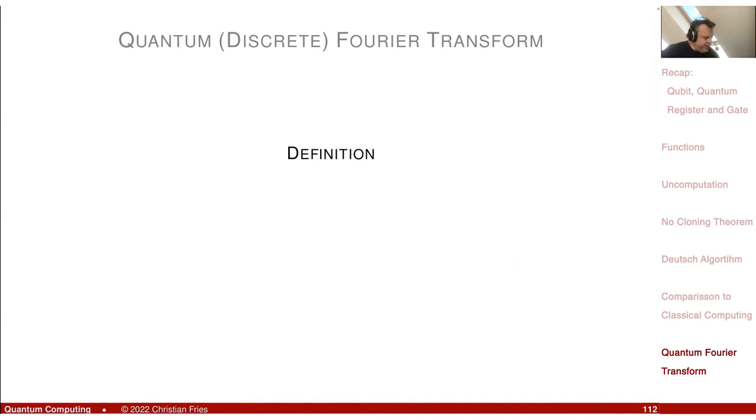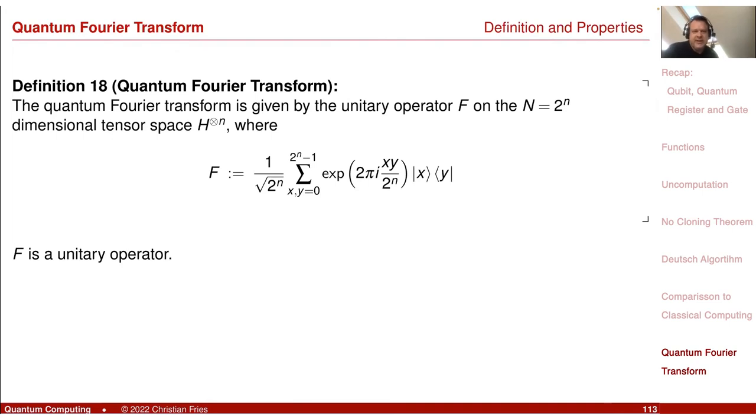Okay, so now back to the quantum discrete Fourier transform. So how can we now define this in a quantum computer? And I already mentioned this is a unitary operator, so this is a unitary matrix, the Fourier transform. So it is maybe obvious that we can have a unitary operator associated with this discrete Fourier transform in my quantum computer. So that is just here a definition. The quantum Fourier transform is given by the unitary operator F on my 2 to the power of n dimensional tensor space. And the operator looks more or less exactly like what we had.